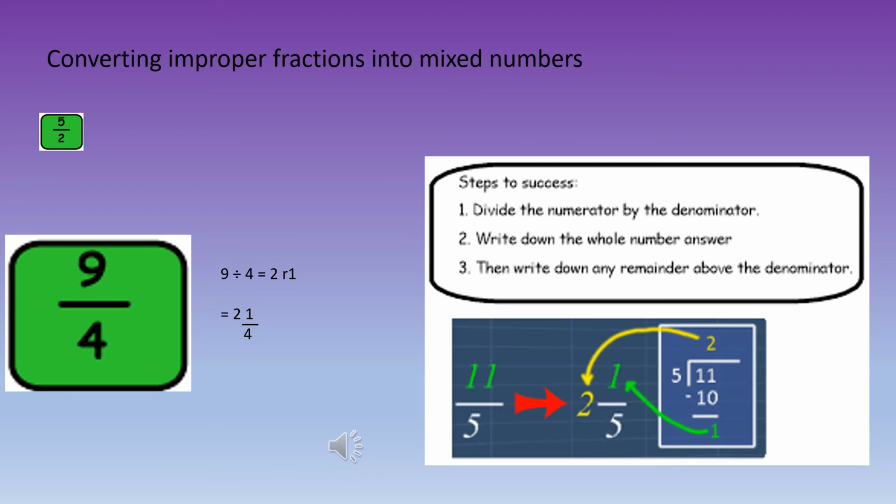So in our steps to success, we then have to write down the whole number answer, which would be 2, and then we would write down any remainder above the denominator. Our remainder is 1, and our denominator is 4. So we would write down 1/4. So our answer would be 2¼.